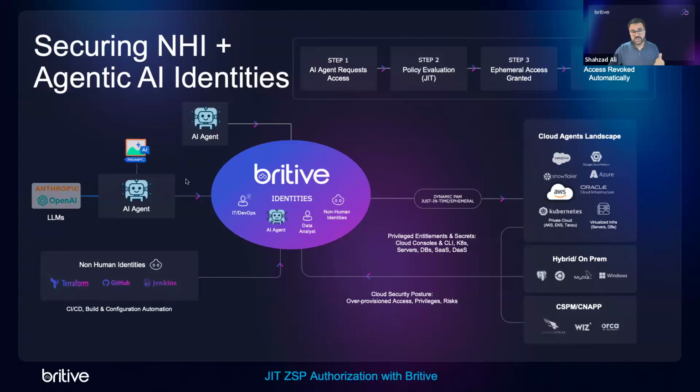So these agents, when they want to get access to these critical resources, they also get access only to what they need, right? And it's just in time, it's ephemeral. Once they get access to it, it's automatically revoked. And like I said, this is extended not only to the cloud and SaaS world, but also to the hybrid and on-premise locations.